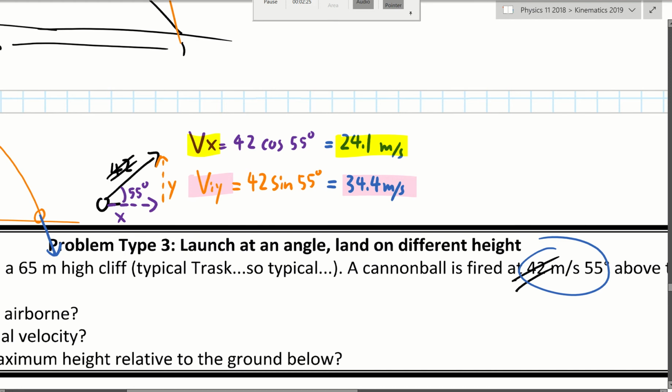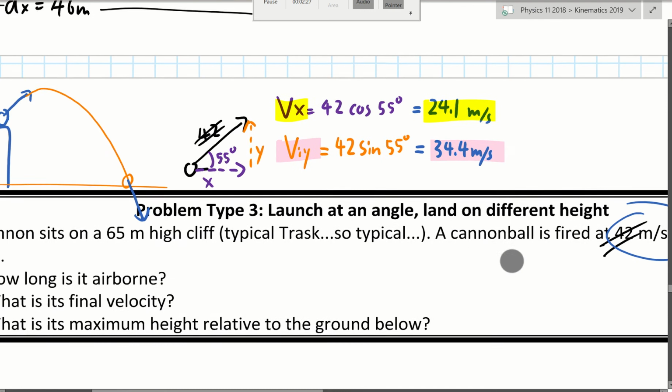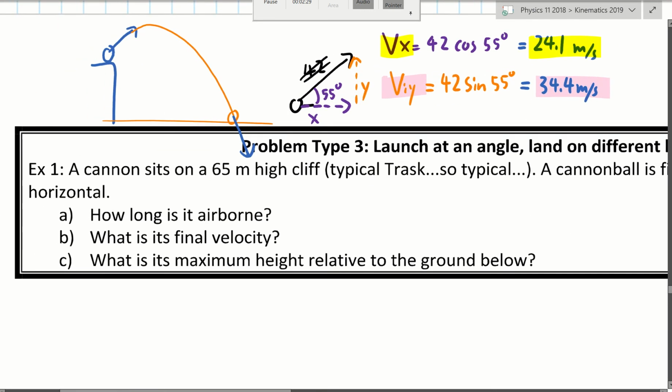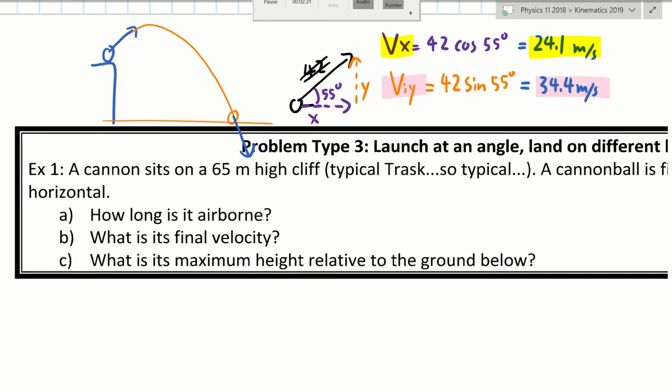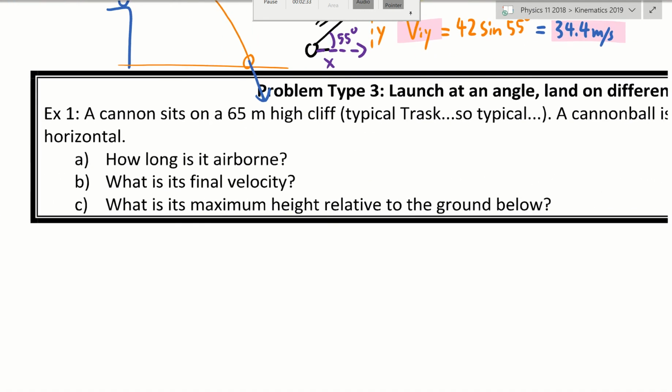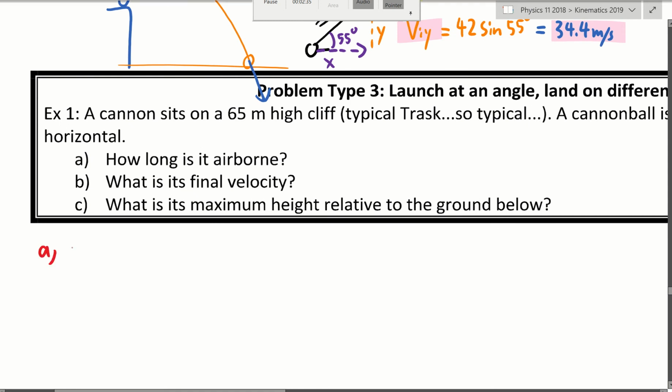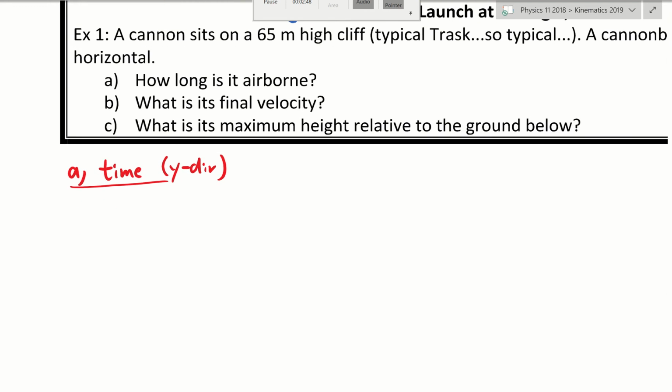All right, so now, how long will the object be airborne is the first question, which is usually in the y direction world. Remember, we said something about that last day. Usually if you want to get airtime, you have to go into the y direction first. So the time for this question is going to be something in the y direction, so let's put the y direction numbers down here.